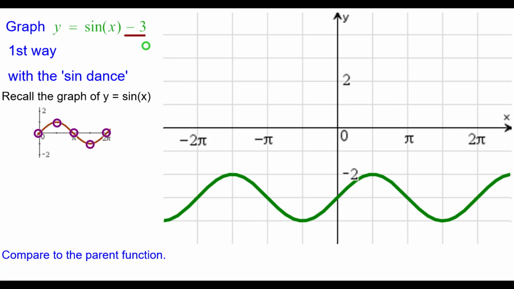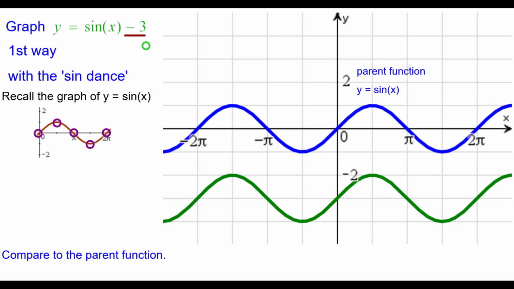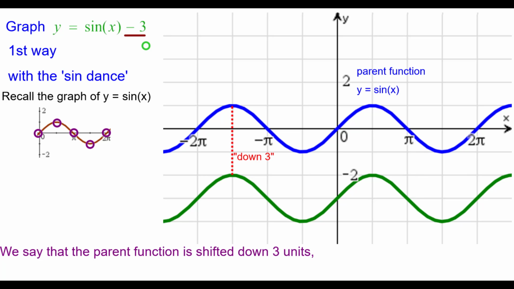Let's compare it to the parent function, y equals the sine of x. And you can see that from blue to green, every single point is shifted down 3 units, every single point. Or we can say that it's translated down 3 units. Pause if needed.